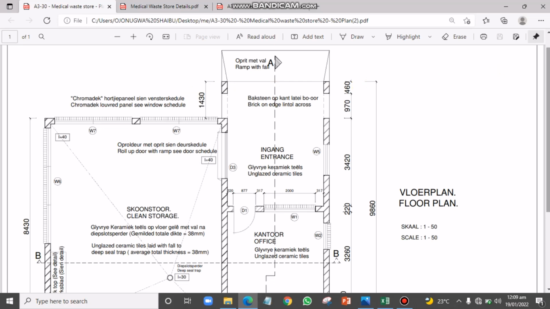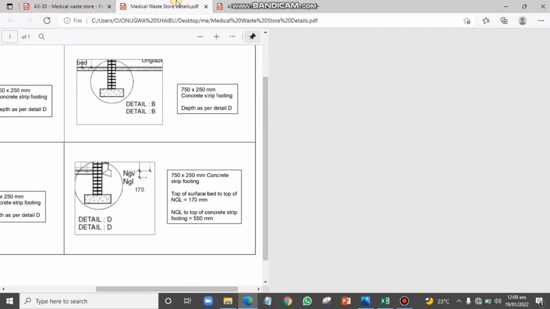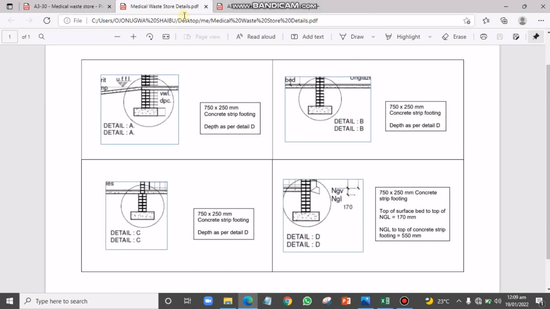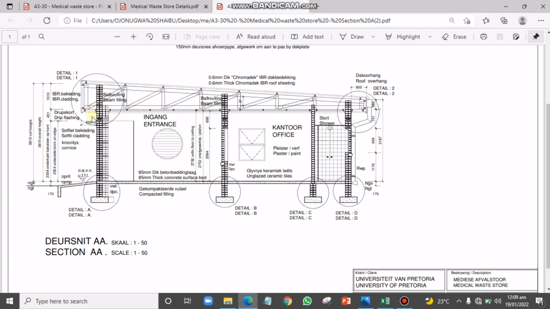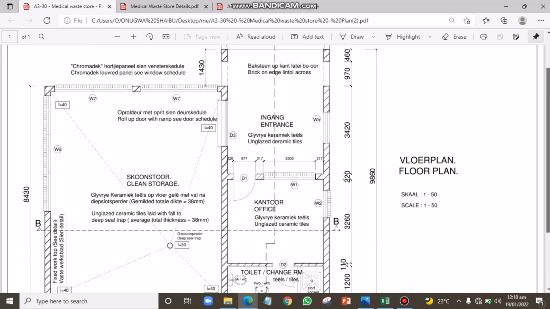So this is the floor plan, and we have other details here. This is the foundation detail for that floor plan, and then we have here the section. You can see that we have a lintel roof here. We don't really need to work on this in this tutorial, so I'm going to be strictly based on the substructural work and what has been prepared in the lecture note for these students.